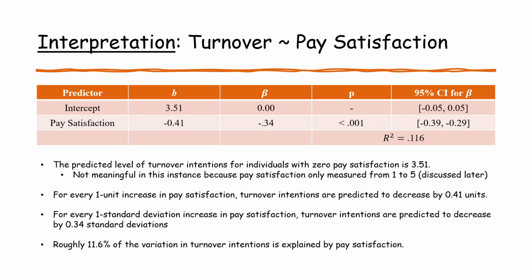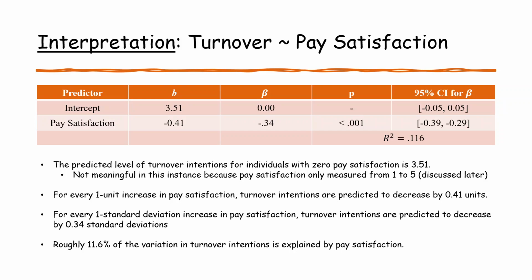Now remember, in this instance our variables are measured on a scale of 1 to 5. So this intercept isn't necessarily meaningful from an interpretation standpoint for us, right? No one has a pay satisfaction of 0 because it was measured from 1 to 5. But the intercept is always interpreted as your predicted Y when your X variable or variables are all equal to 0. So that's just the interpretation of the intercept.